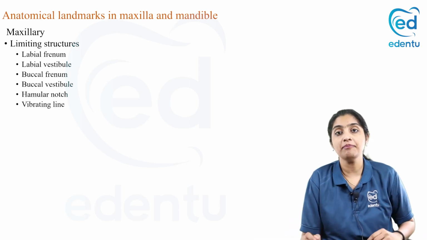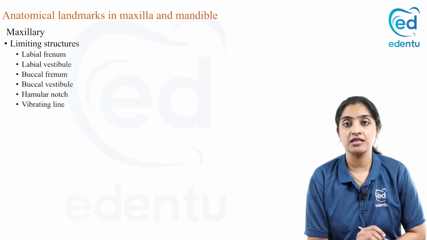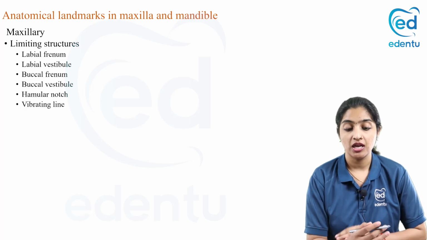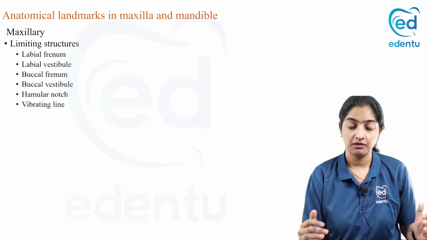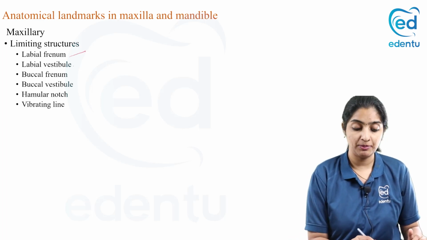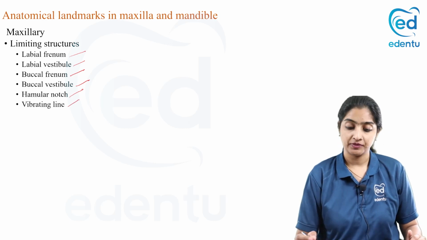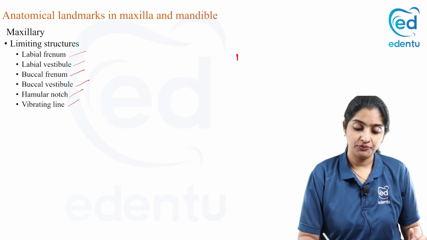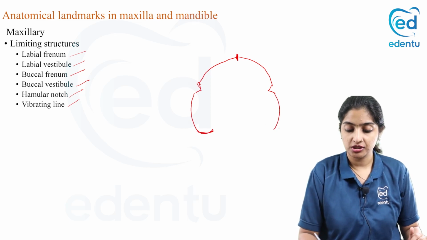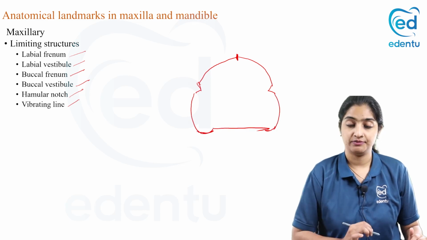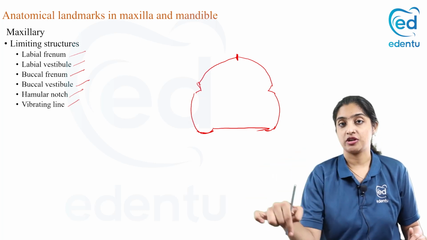Let's summarize them. In the maxilla, what are the limiting structures? What do you mean by limiting structures? The structures which form the border or the limits till where the denture should be extended. Labial frenum, labial vestibule, buccal frenum, buccal vestibule, hamular notch and the vibrating line. So, this is the limiting structure in the maxilla.